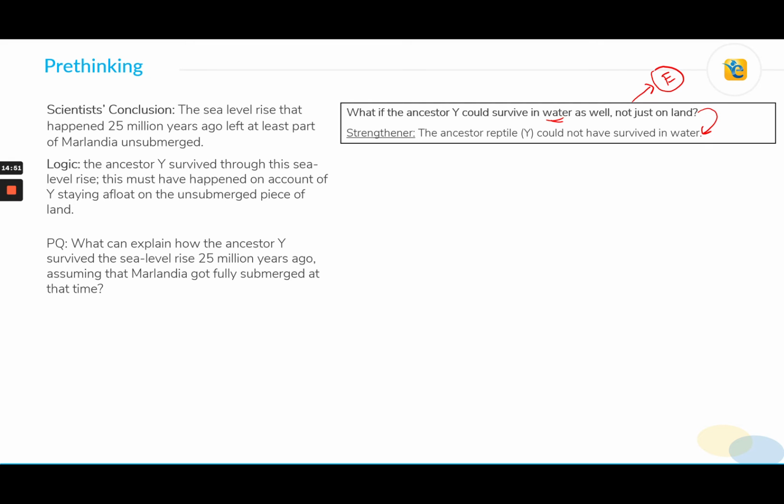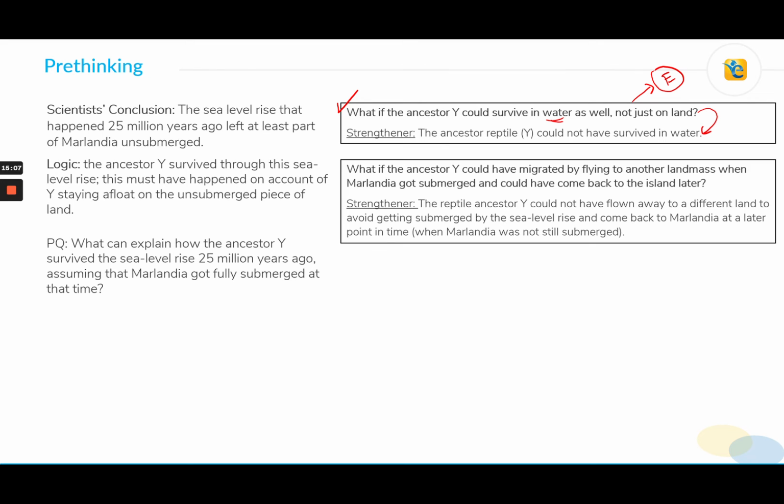Like I told you, this particular situation talks about how the species could have survived in Marlandia. Now there are situations where definitely the ancestor Y did not have the necessary adaptations to survive when the place got submerged, but maybe it migrated elsewhere and then came back. So one situation where that could happen is, what if the ancestor Y had wings? It was like a bird, it had wings. What if when the sea level started rising in Marlandia, when the supposed extinction event happened, the ancestor simply flew away to some other landmass which was safe and then came back at a much later point when Marlandia re-emerged from the water.